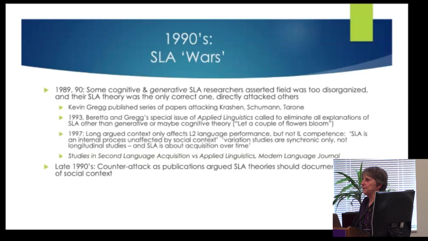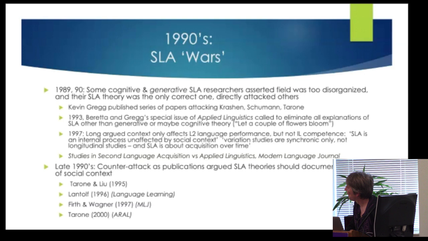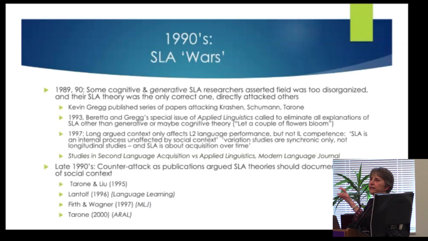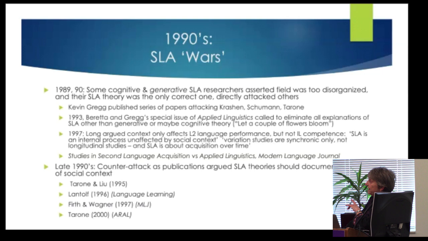So what happened was in '95, right about the time that Long was arguing context has no impact, Guoqiang Liu came to the University of Minnesota with a longitudinal study of a learner that clearly documented ways in which social context was affecting his acquisition over time. It was a 2-year study. And he wanted to publish about it. At the end of the year, we ended up co-authoring it. So that's the Tarone and Liu study.